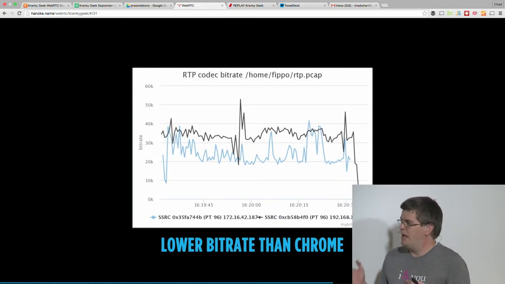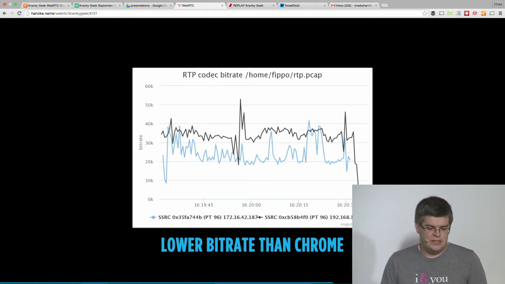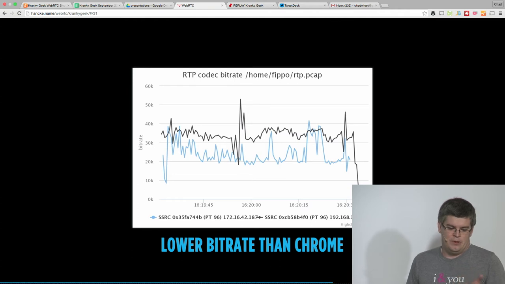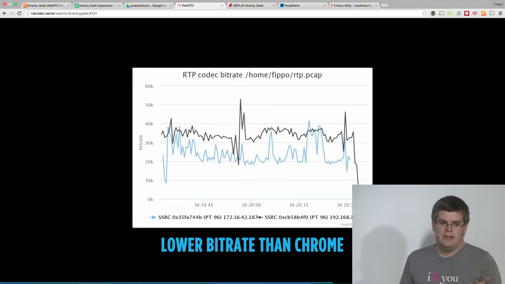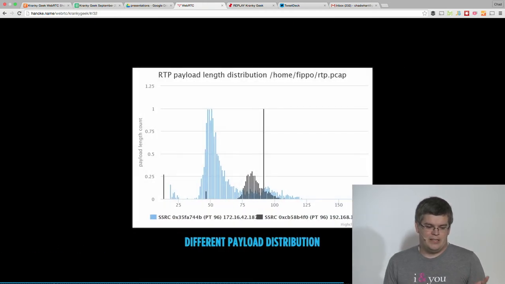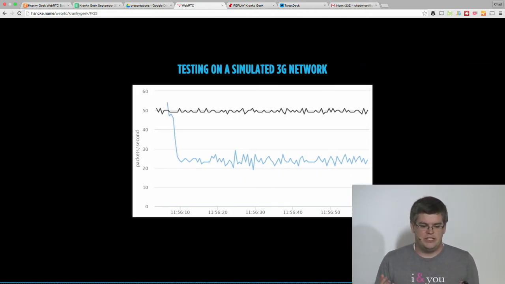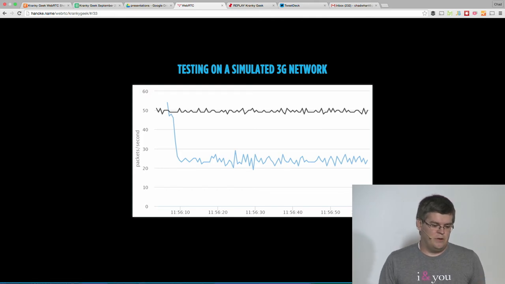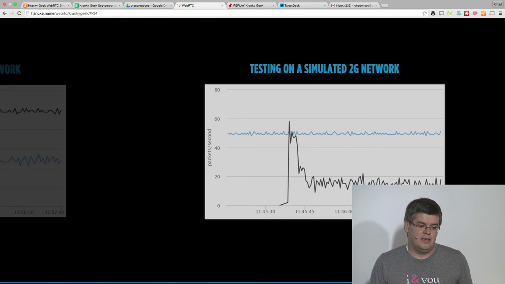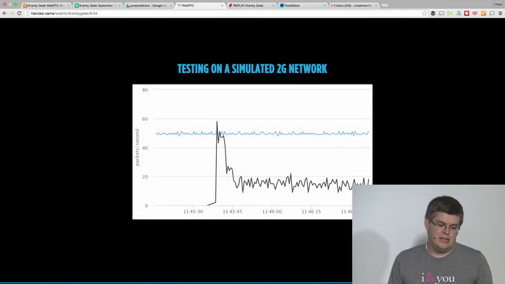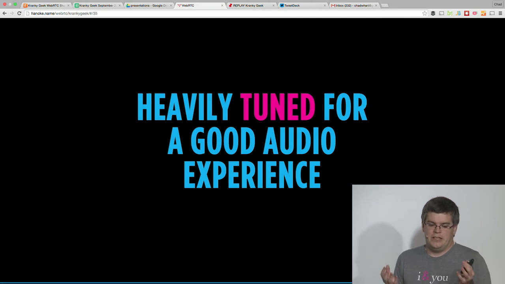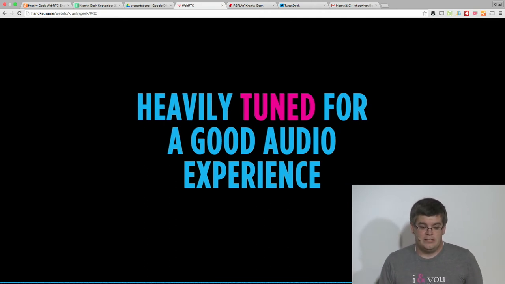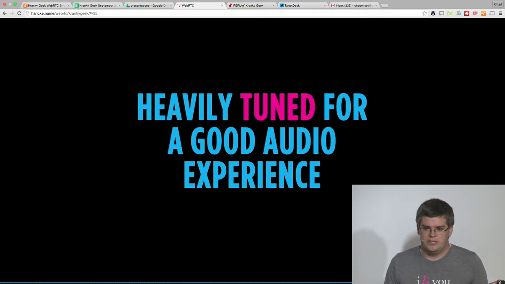And you can see that they have tuned the audio codec massively. So the bitrate in Chrome, black, and the app, in blue, you can see the bitrate is a lot lower in the app. Also, you see that in this packet distribution, so it's shifted to the left. And when testing on a simulated 3G network, we saw a drop from the usual 50 kilobits per second traffic to 25. And going to 2G, it dropped again to like 18 kilobits per second. So this is heavily tuned for a good audio experience, and this is very hard to do. However, they know what they're doing. They were involved with the iSAC codec, with Opus. So these are people who really know what they're doing.